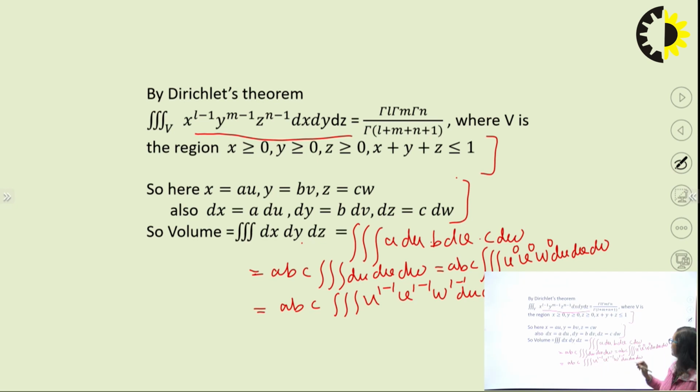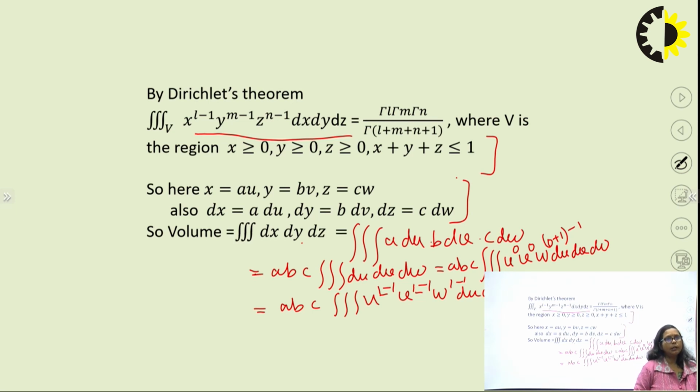0 is always written as 1 minus 1. Or, what is the easy way? You can add 1 in this power and subtract 1 from here, so we get the value 1 minus 1 with each. Now if I compare this with the left hand side, here the power is x to the power l minus 1, here the power is u to the power 1 minus 1. So comparing with the left hand side, we get that l is equal to 1, m is also equal to 1, and n is also equal to 1.